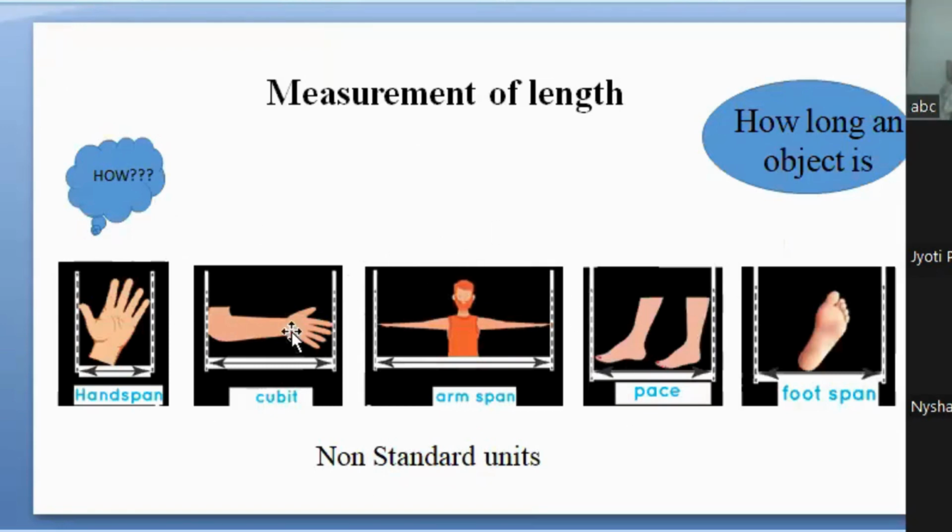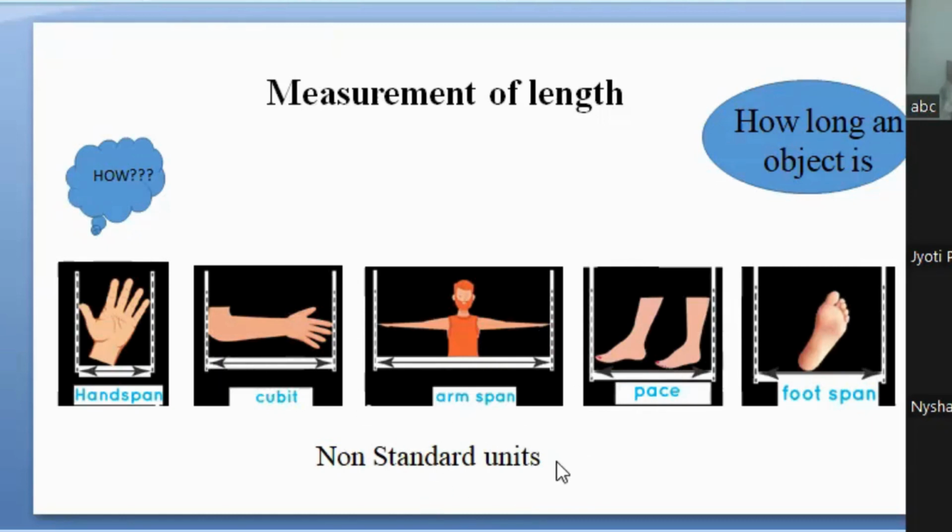You might have seen this kind of setup: hand span, cubit, arm span, pace, foot span. You might have seen these in your junior classes. Now you have grown up, but I know you might have read about all these things in your previous classes. So let's talk about this in detail. Non-standard unit. What is the meaning of non-standard? In one sentence, non-standard means not accepted worldwide.